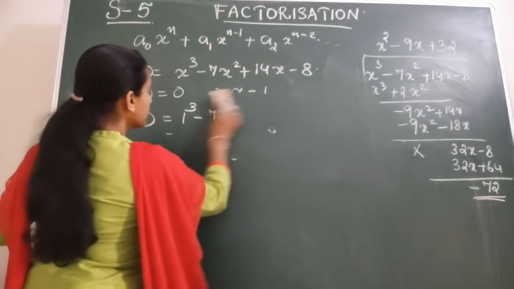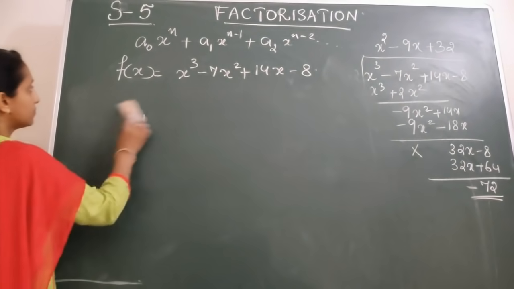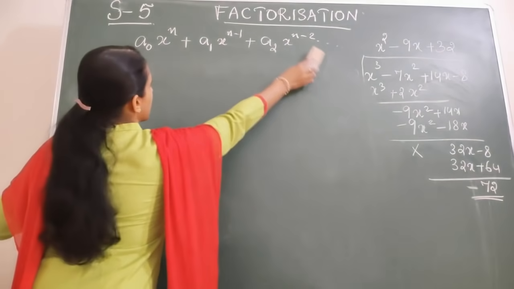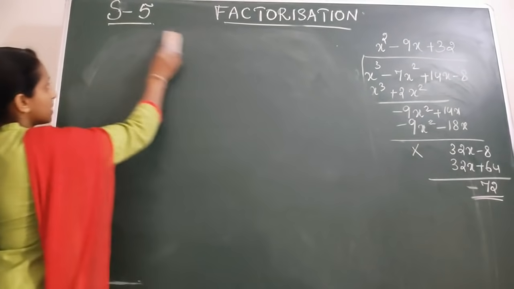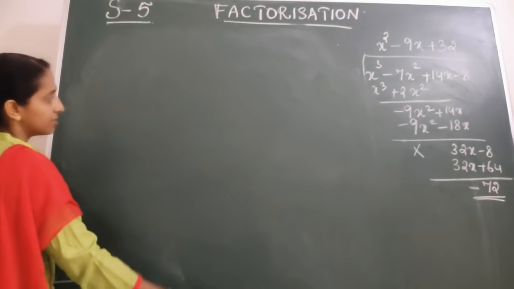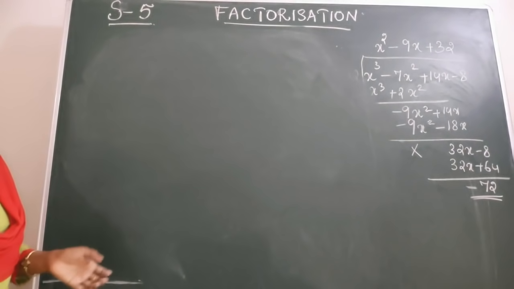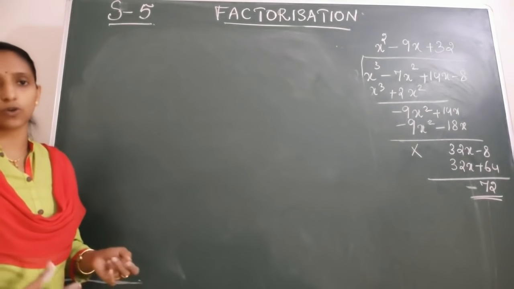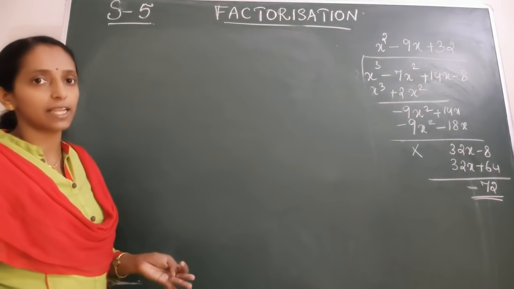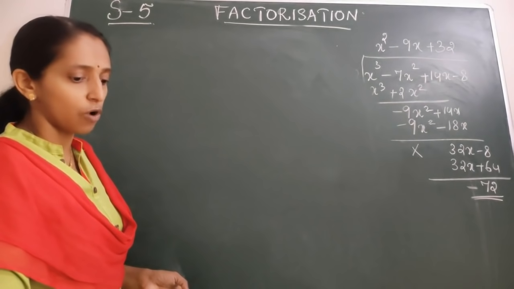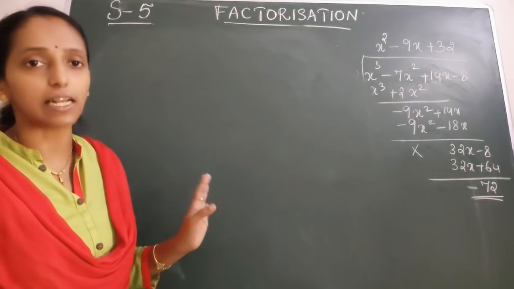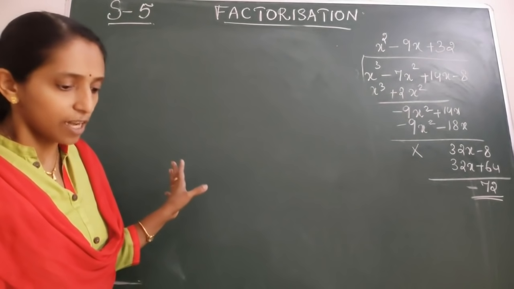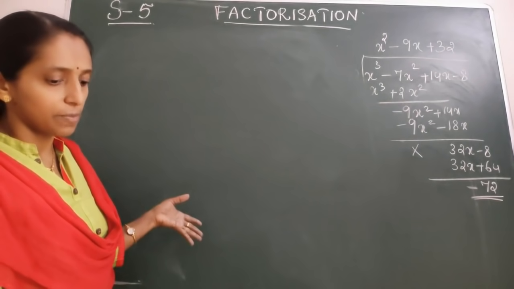Okay. Now, as I have told you, we will denote the given polynomial with any alphabet, f of x or q of x or p of x. Then we will substitute the value of x. So, without actual division, find the remainder. It is clear. Now find the remainder.